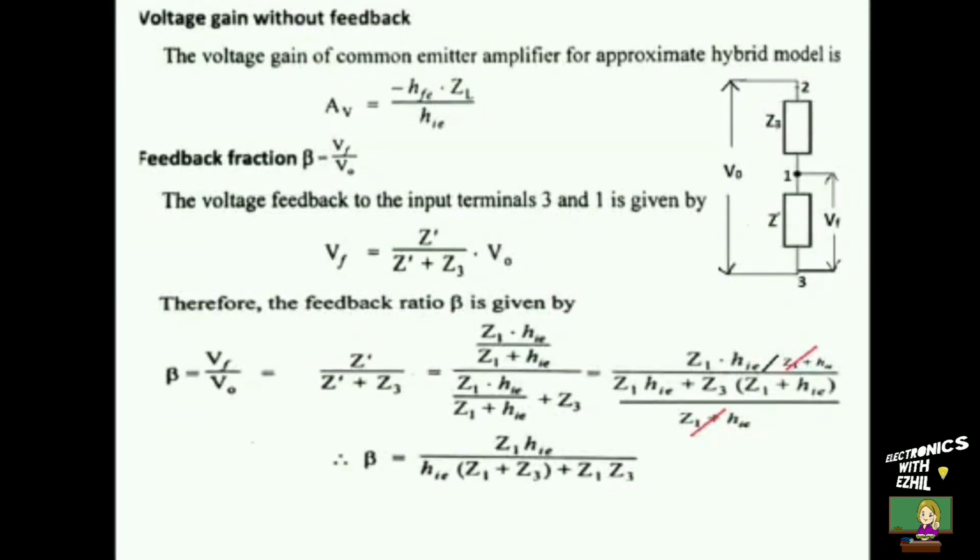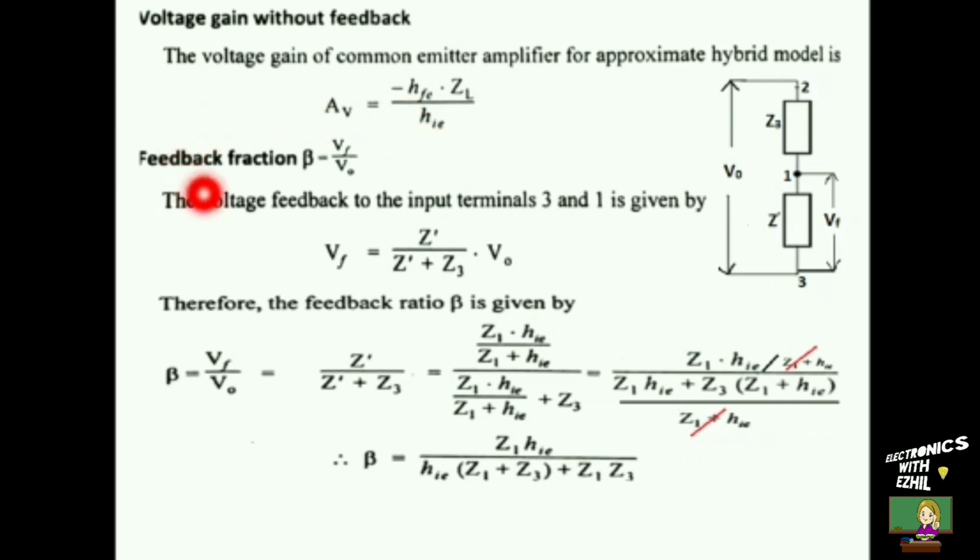Next we will find out the amplifier gain A and feedback factor beta. Then we will equate A beta equal to 1 to satisfy the required condition for oscillation. We know that the voltage gain without feedback for a common emitter amplifier is denoted by AV, which is equal to minus hfe by hie into ZL. This negative sign indicates that the amplifier produces 180-degree phase shift.